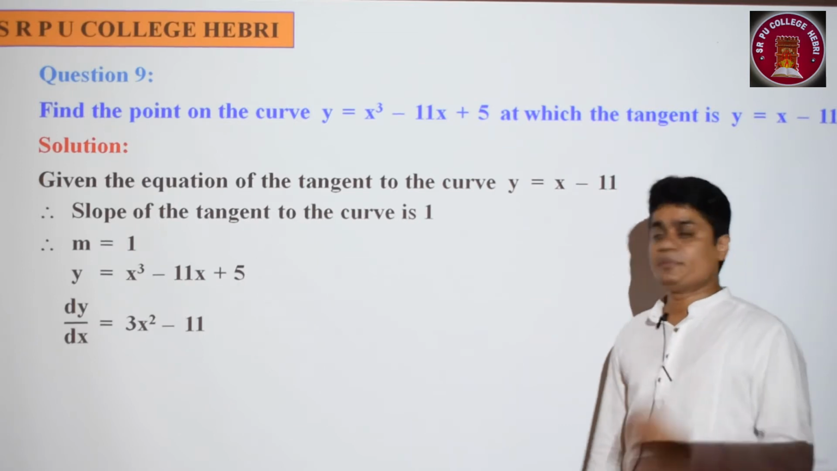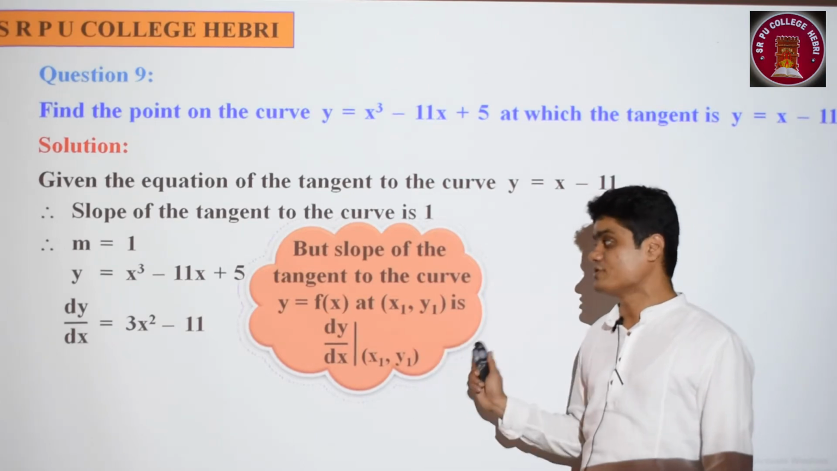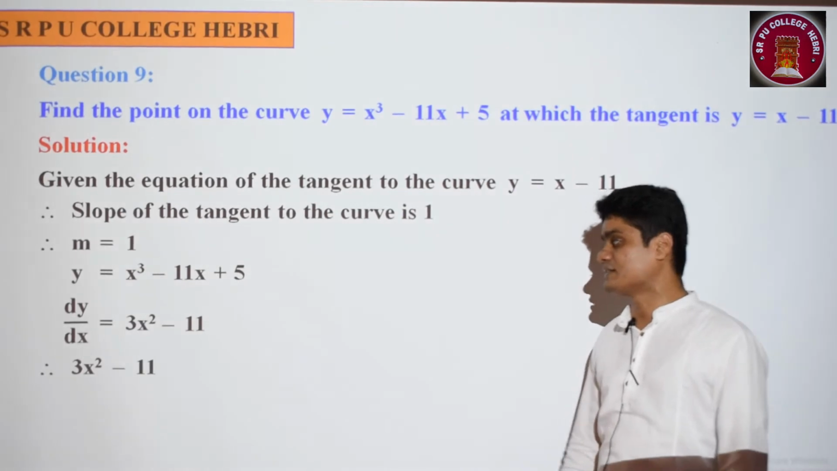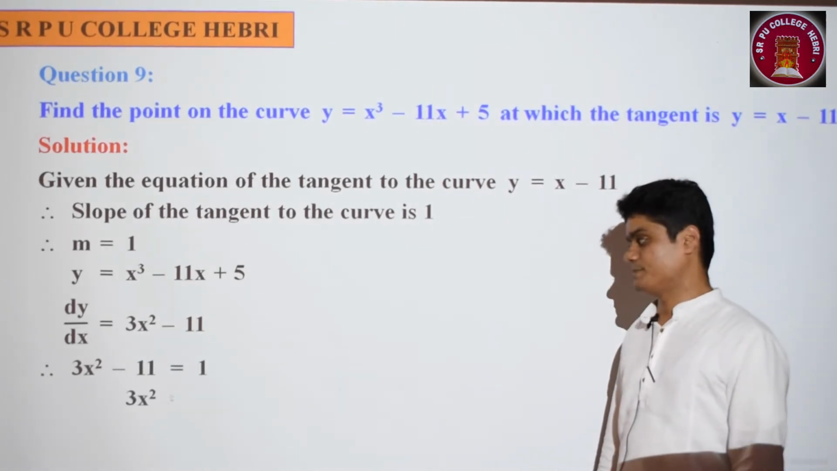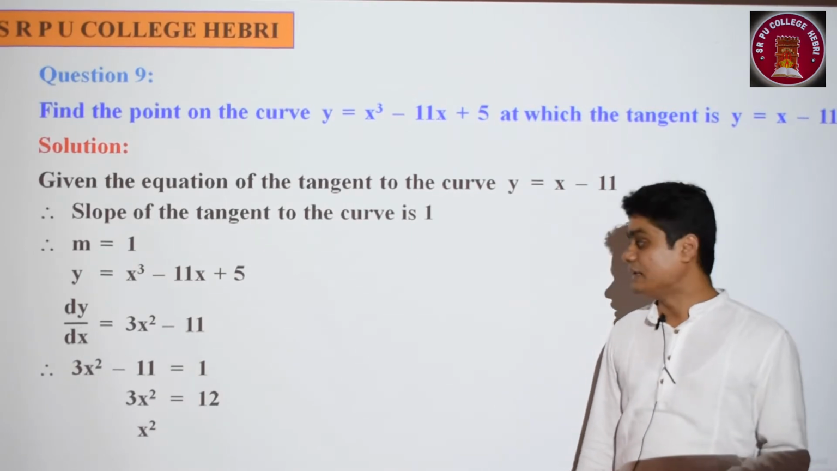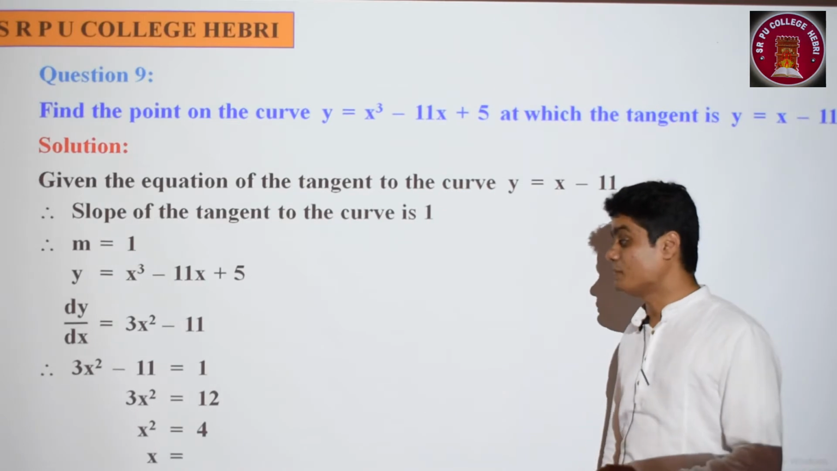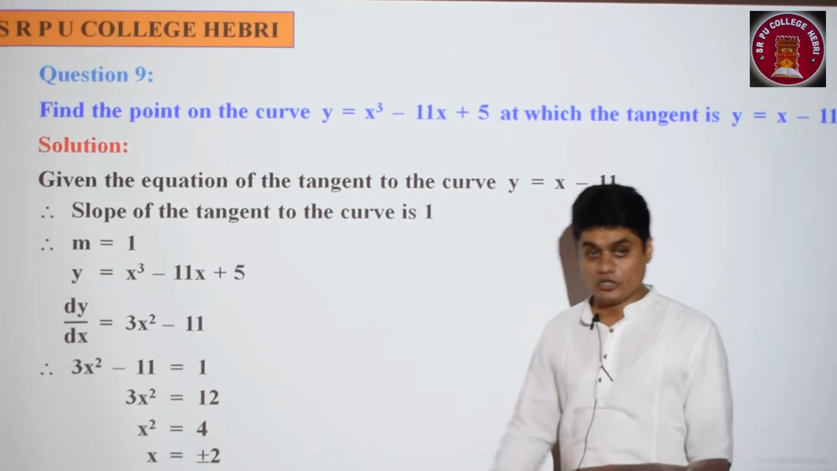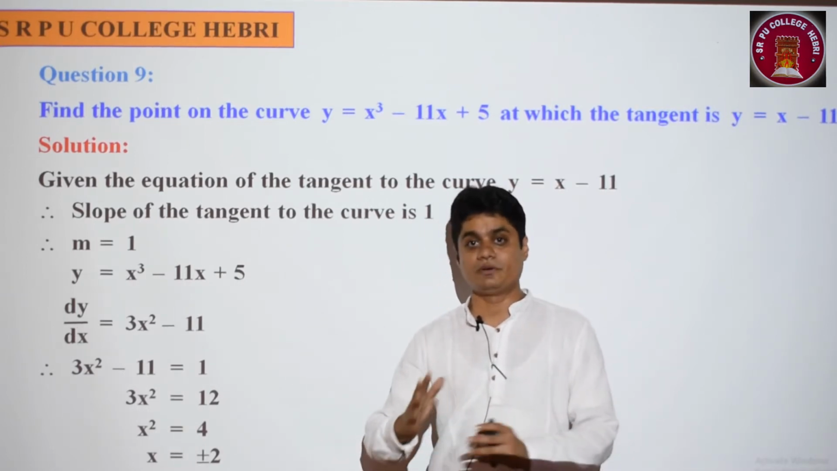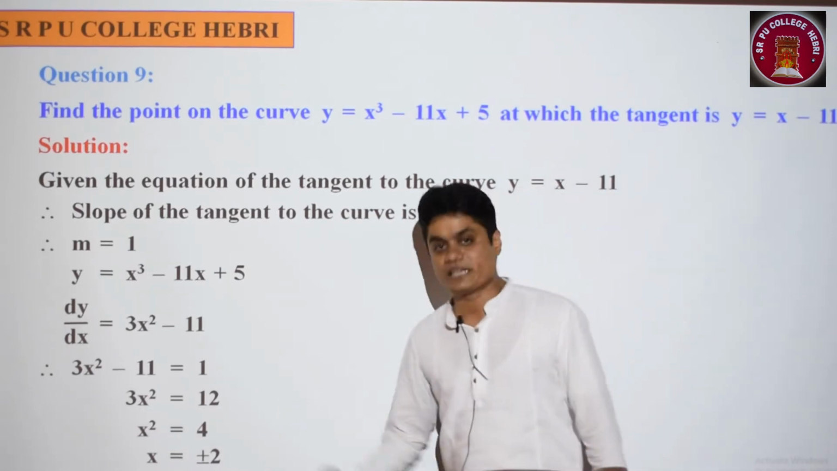Now what does dy by dx represent? dy by dx at the given point represents the slope of the tangent to the curve, and already we know the slope of the tangent is 1. So 3x square minus 11 must be equal to 1. If 3x square minus 11 is equal to 1, what is 3x square? 12. x square is 4. x is plus or minus 2. Don't forget this. ಇಲ್ಲಿ one mistake ಮಾಡ್ತೀರಿ ನೀವು, -2 ಬರೆಯಲ್ಲ. So out of 2 points you are writing one answer, and 50% you left. So definitely you lose marks. So here you must write plus or minus 2.